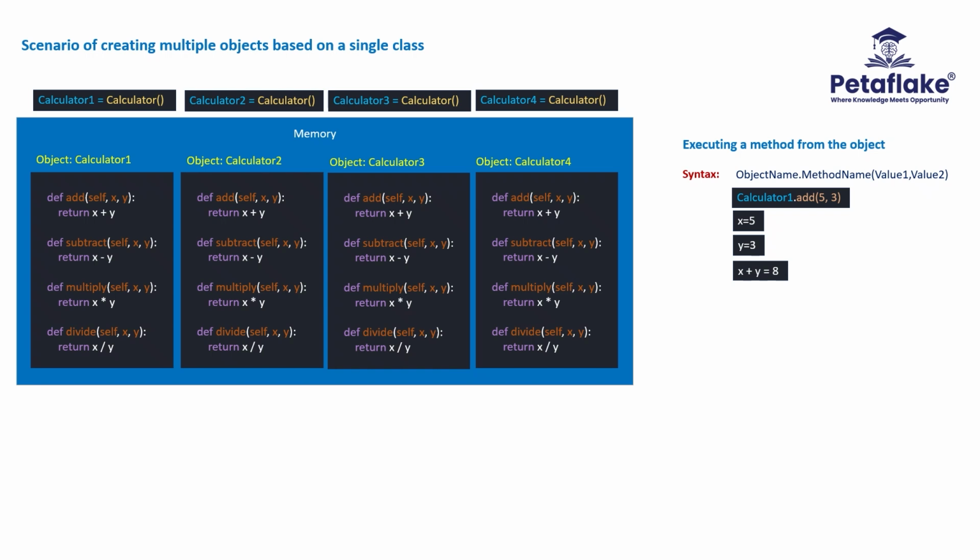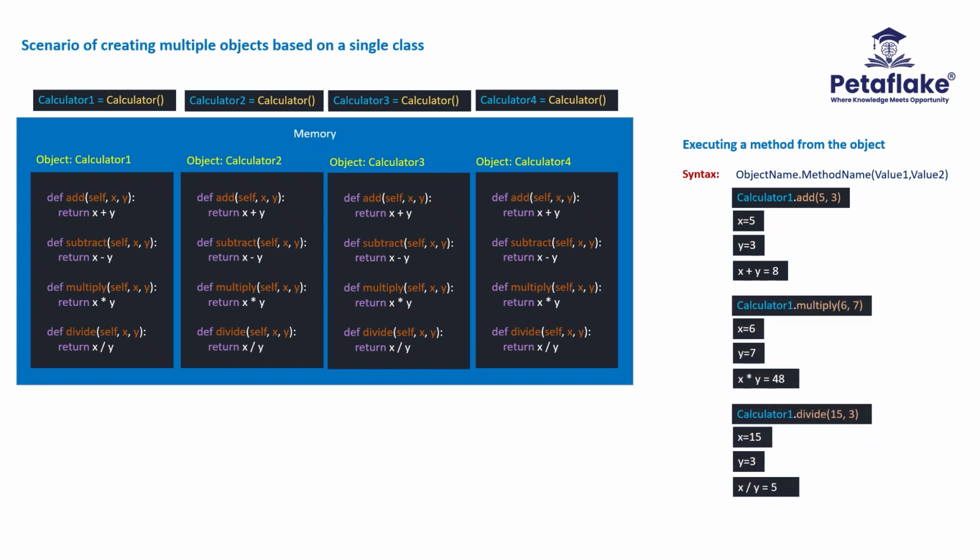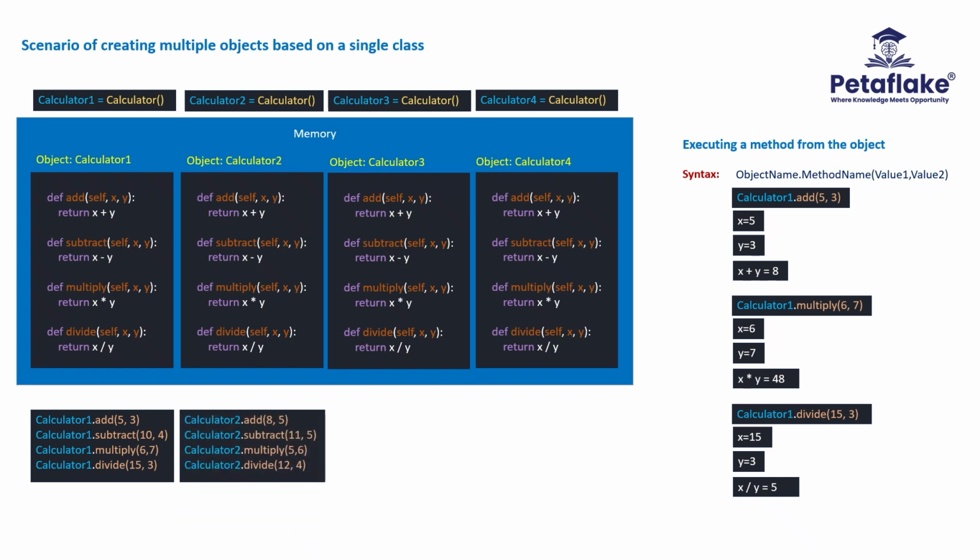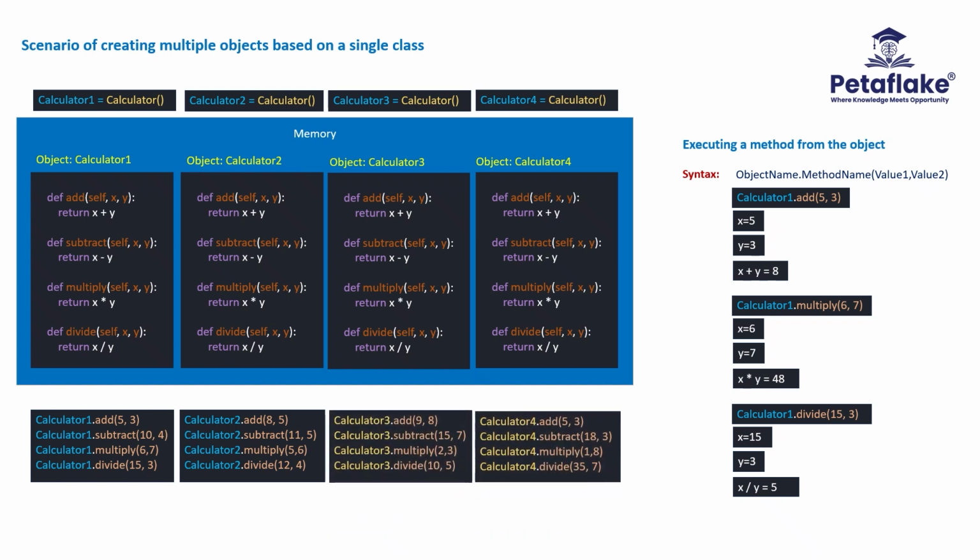to the programmer. Based on our requirement and the type of calculation we want to do, we can execute the respective method from the object. We can perform addition, subtraction, multiplication, and division of any two numbers using the calculator 1 object. Similarly, we can do so using the calculator 2 object as well. In the same way, we can perform all these operations using the calculator 3 and calculator 4 objects as well. By now, I wish you would have got a good understanding of what an object is.